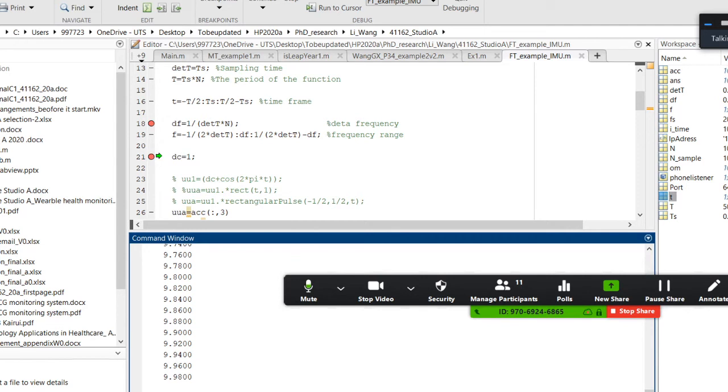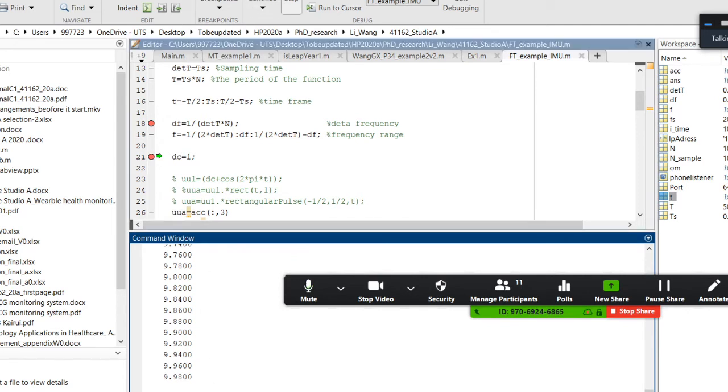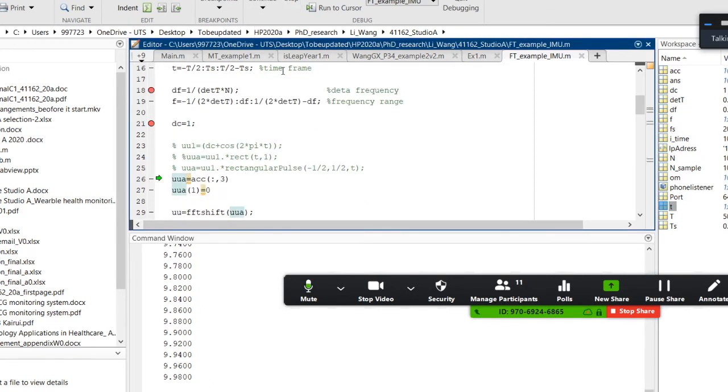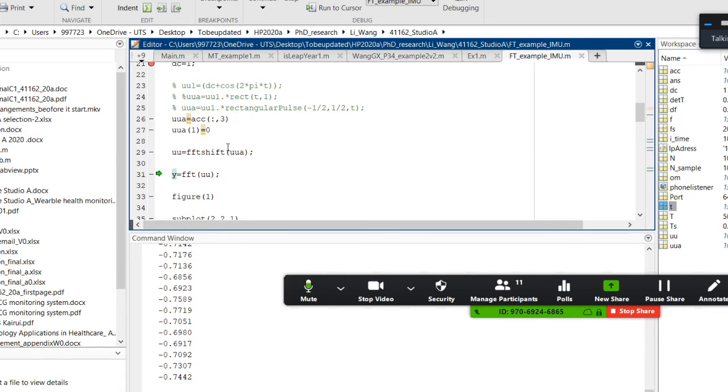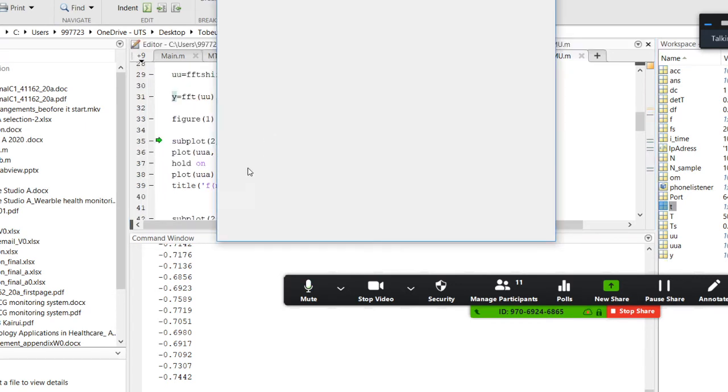And then I can continue and draw the FFT. When you do FFT, you want to do FFT shift. I may give this piece of code to the group if they want to do the rate detection. Then they do the FFT and draw the figure.